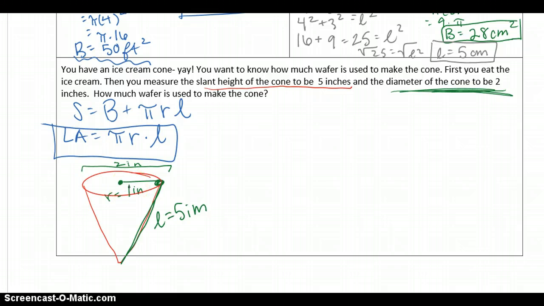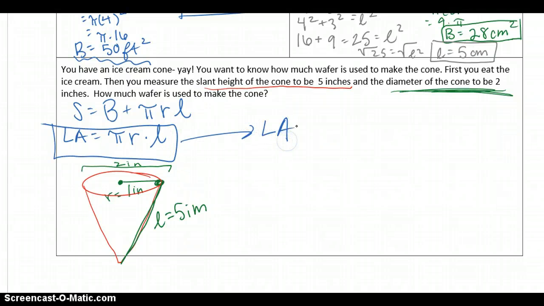Alright, so that's everything that it gave us in the problem. And again, to find the lateral area, which is what we're looking for here, we just need R and L, right? Do we need to calculate the area of the base? No, so we just saved ourselves some work. We don't have to do that extra step. So we just have to plug in R and L into our formula.